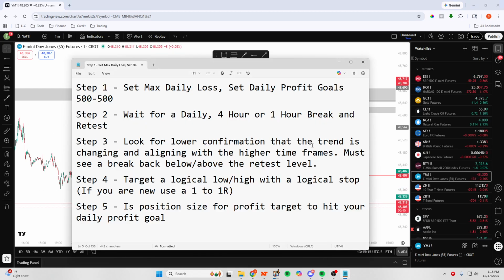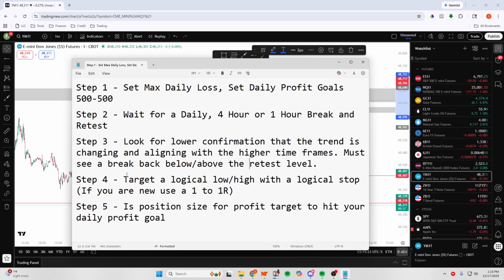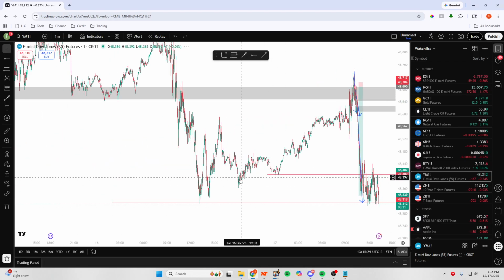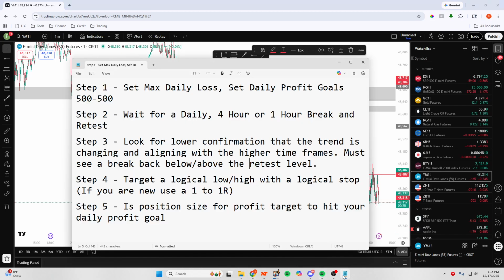Okay, so must see a break back below or above the retest level, and then you can see here we get that break below. Target a logical lower high with a logical stop. If you are new, just use a 1-to-1, and that logical stop would either be these lows here if you want to be more conservative, or if you wanted the strong move, it would be that 4-hour low. And then position size for profit target to hit your daily profit goal.